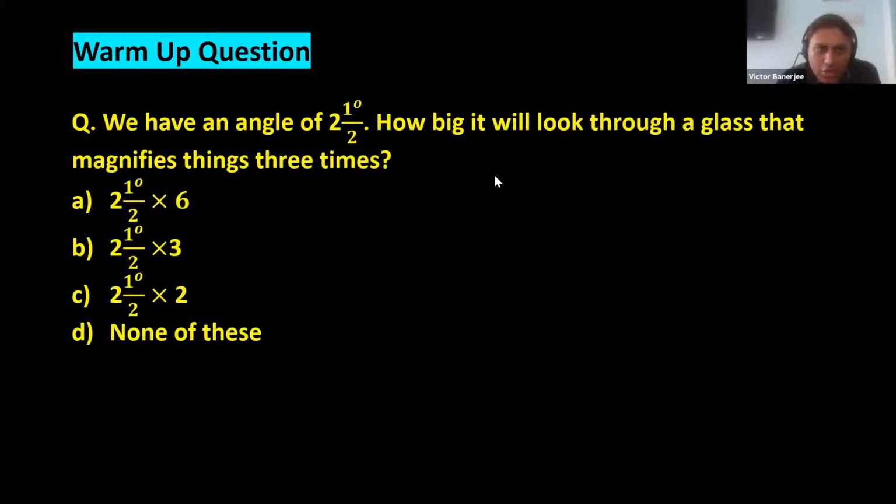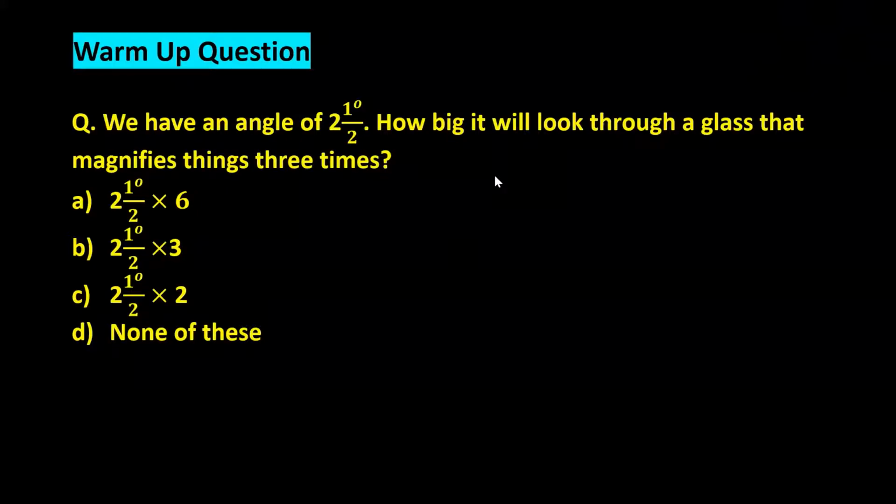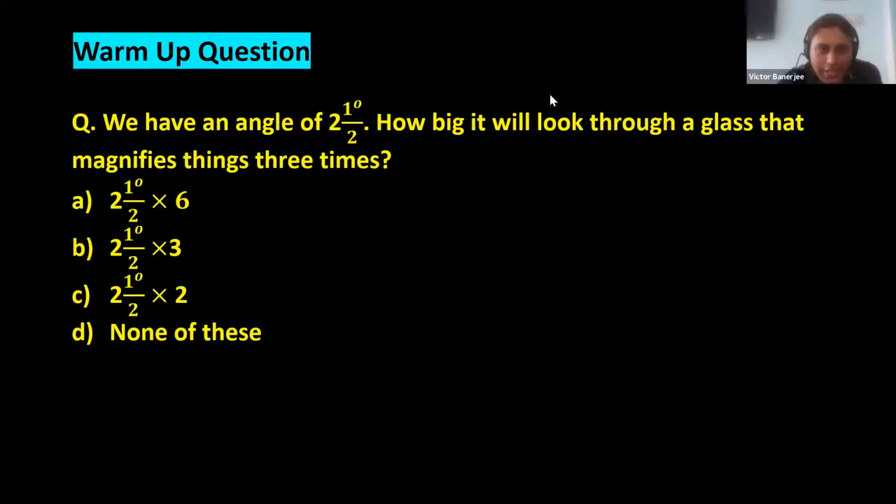Simple question. We have an angle of 2.5 degrees, which is looked at through a glass. The glass magnifies the object 3 times. So what would be the angle? Rishal? I'm not sure. Vanshika is saying D. Others are saying B. Great. Okay.